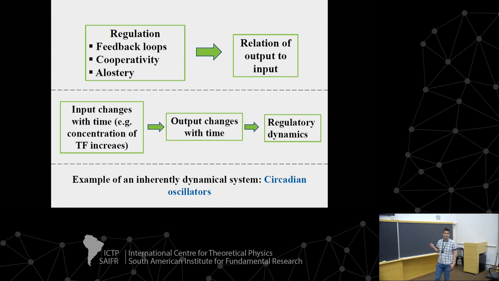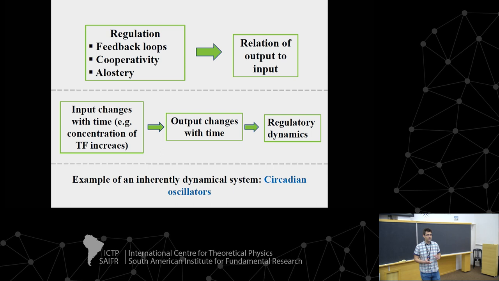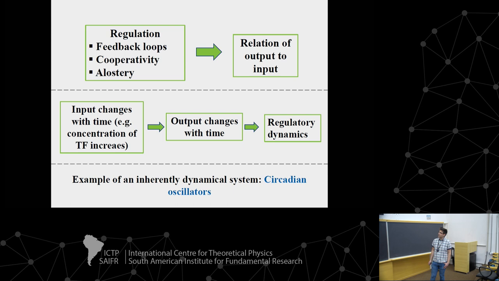But now, what happens if input changes with time? For example, let us say that we have our transcription factor. One of these examples was a transcription factor, which is binding to DNA and then regulating transcription. But then the concentration of transcription factor can increase. And if this happens, then the output will also change with time. So by changing input with time, you will also change the output with time. And this is called regulatory dynamics.